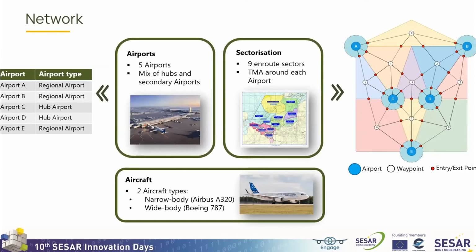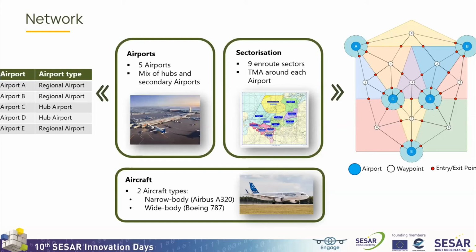When we speak about the network, we can distinguish three main parameters. First, the airports. We have included 5 different airports, which are a mix of hubs and secondary airports. Then the sectorization. We have divided our network in 9 en route sectors, plus 1 terminal maneuver area around each airport. At the right, you can also see an illustration of the topology of the network, where we can see the airports, some waypoints, and also the routes between the different OD pairs.